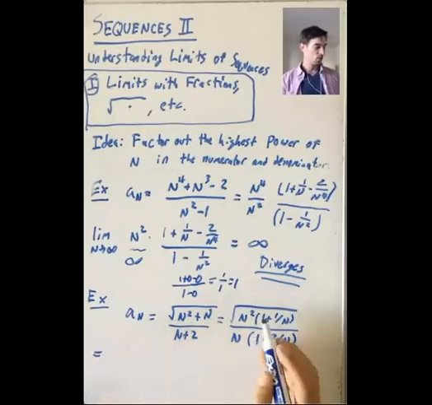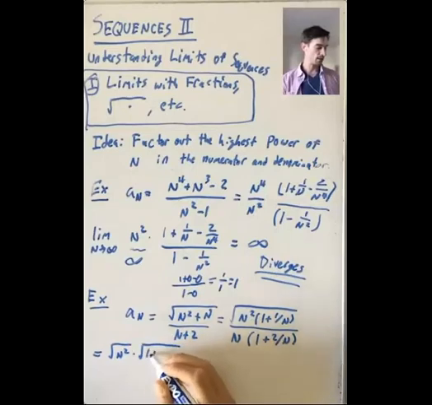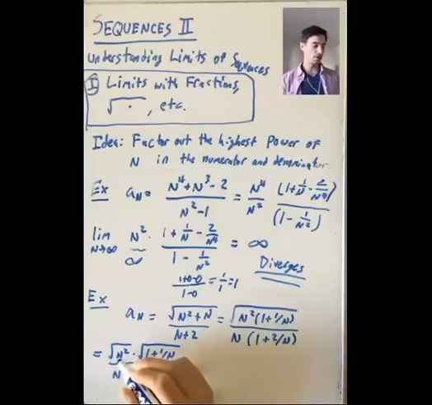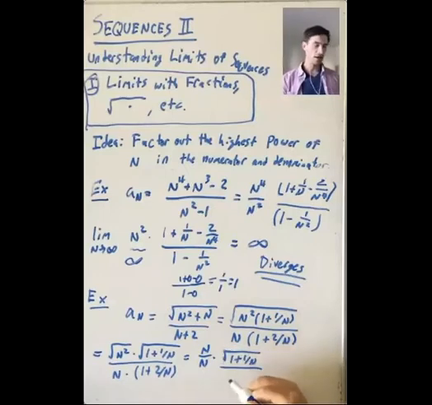And we can now factor this out. This is the square root of n^2 times the square root of (1 + 1/n), divided by n times (1 + 2/n). But the square root of n^2 is just n. So we get n over n times the square root of (1 + 1/n) divided by (1 + 2/n).